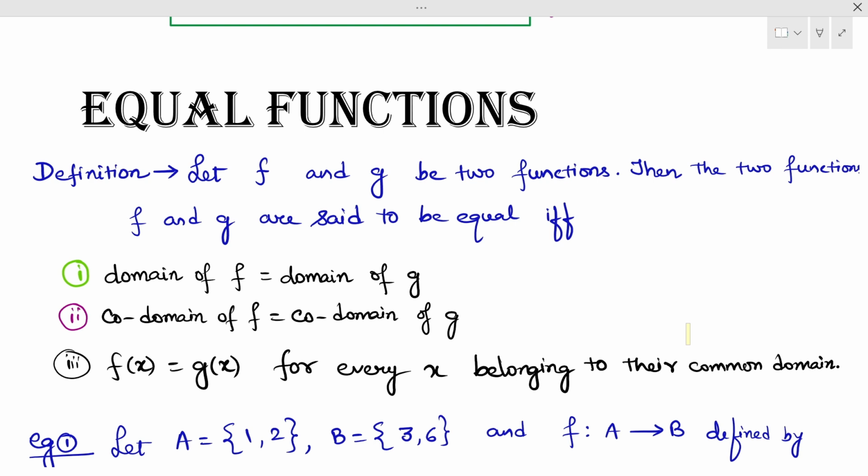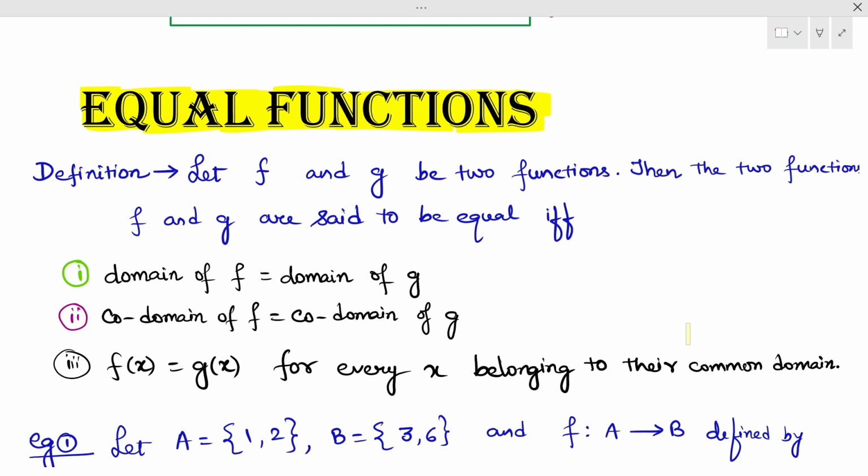Let's get into this. So today we are discussing what are equal functions, right? We have discussed functions, domain, range and codomain of a function in our previous lectures, right? So in this lecture we will focus on equal functions.